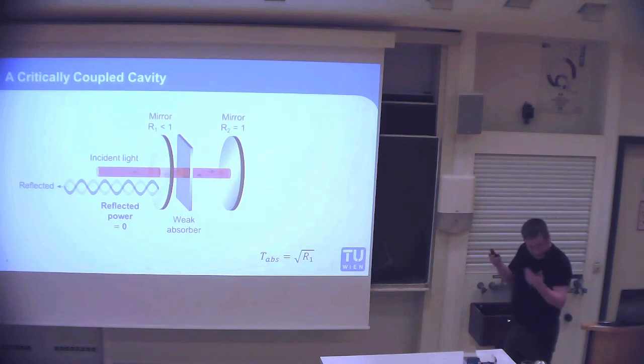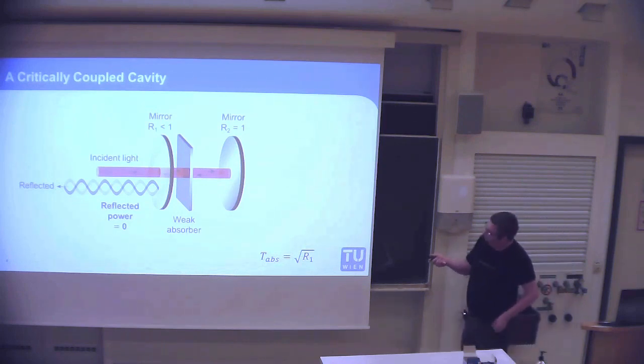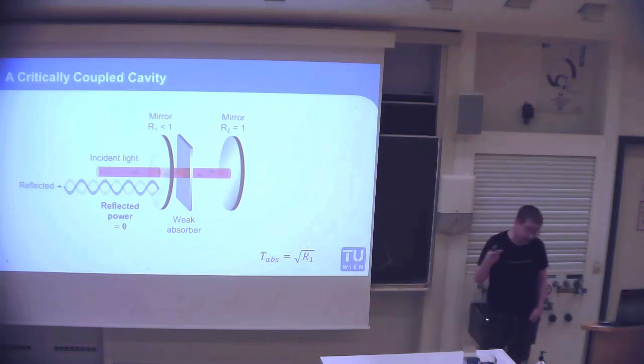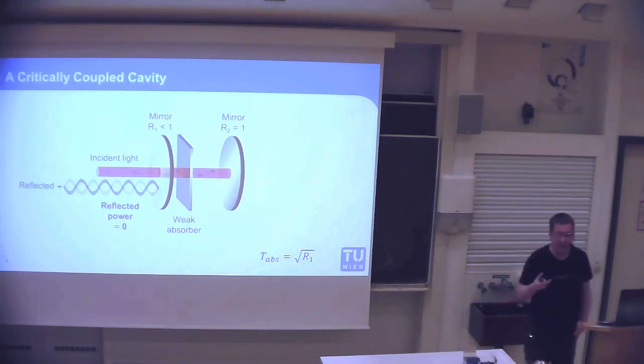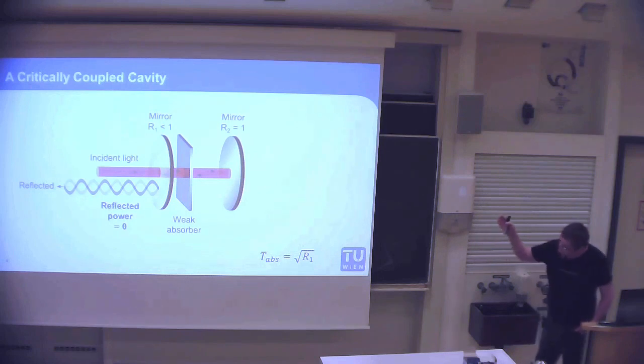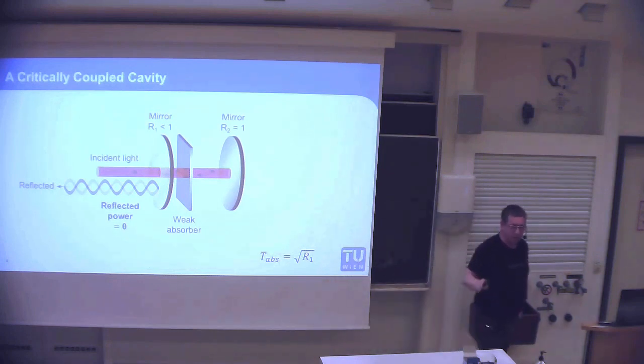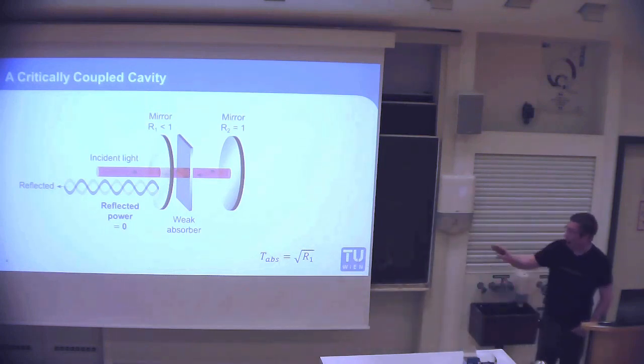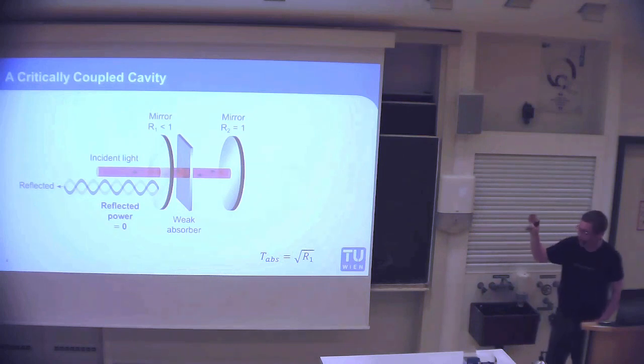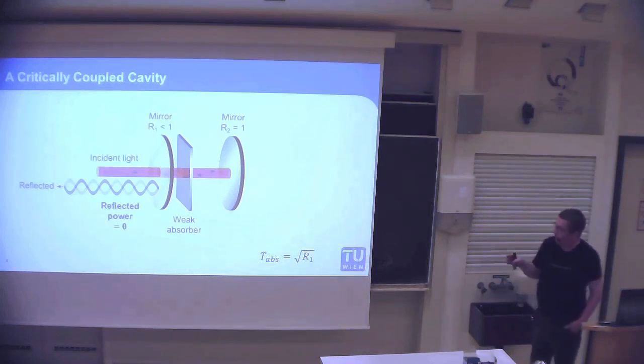And I still find this astonishing. Imagine if the left mirror has the reflectivity of, say, 0.99, then it usually reflects almost all the light. And then you put in a really weak absorber with a transmittivity of square root of 0.99, which is almost 1. And then suddenly all the light gets trapped in the cavity and gets deposited in the weak absorber.